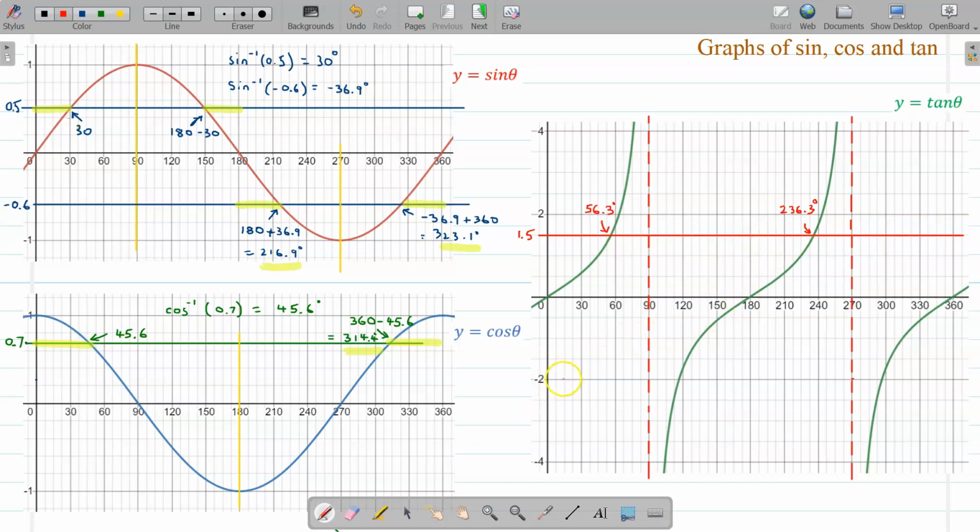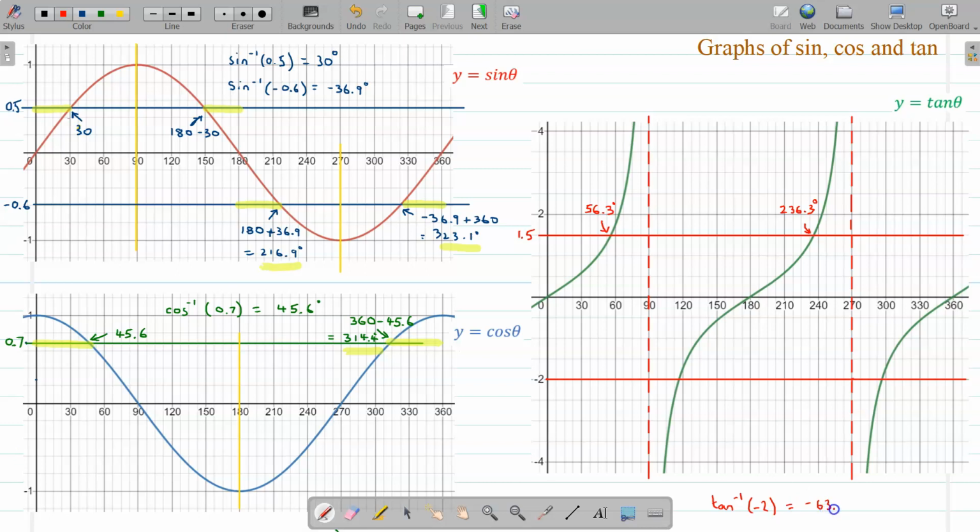Now, if we had a negative value of tan theta, let's say -2. So the tan of an angle was -2. We would be looking at this line across here. I'll just draw that in first. So this is -2. And we can see again there are two angles in the range that we're interested in, here and here. When we go to the calculator and put shift tan -2, the calculator will give us a negative angle. It gives us negative 63.4. So I'm just going to make a note of that here. So tan to the -1 of -2 will give me negative 63.4.